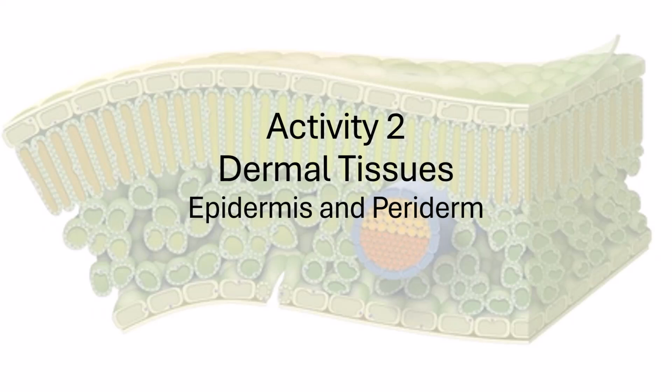In this activity, you will examine the dermal tissue system, which forms the protective outer covering of plant organs. You will observe two types of surface tissues, the epidermis of a leaf and the periderm of woody tissue. These tissues play critical roles in protection, water regulation, and gas exchange.